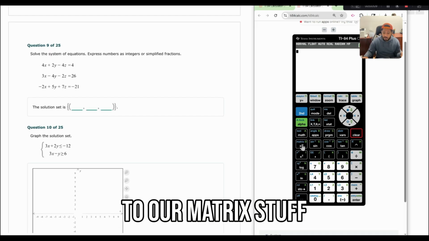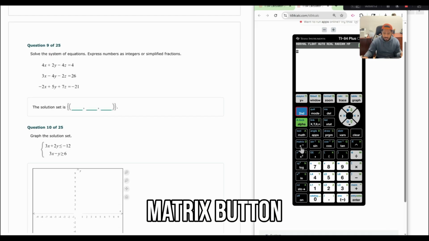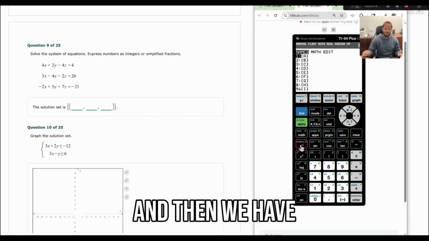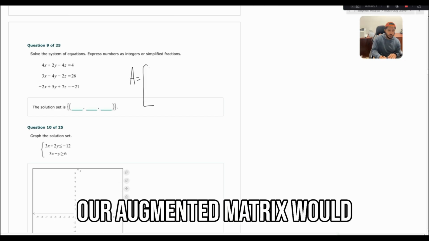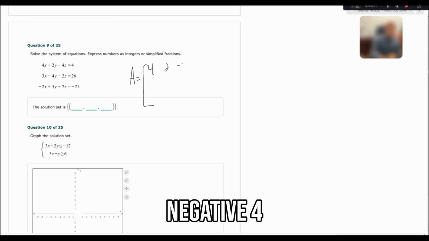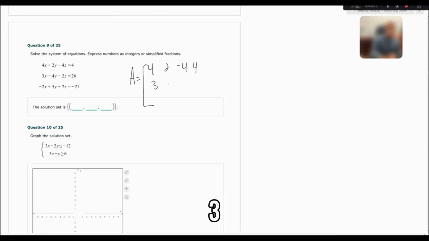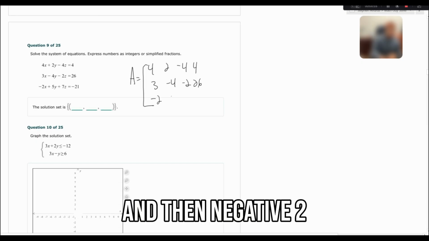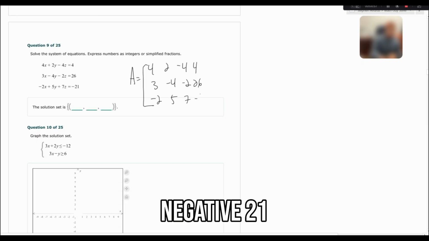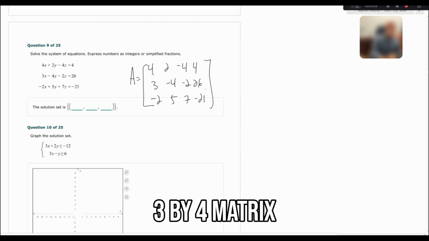So to get to our matrix stuff, you see above the x inverse is the matrix button. So we hit second matrix, and then we have to go edit this matrix, and then we type them in. Now this would be a 3 by 4 augmented matrix, right? And so our augmented matrix would be 4, 2, negative 4, 4, right? 3, negative 4, negative 2, 26, and then negative 2, 5, 7, negative 21. Okay, so again, a 3 by 4 matrix.